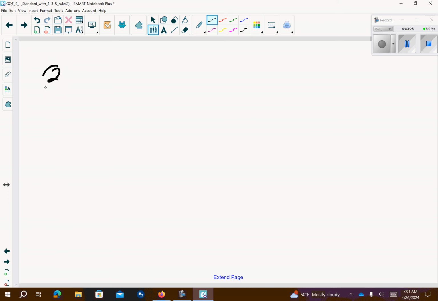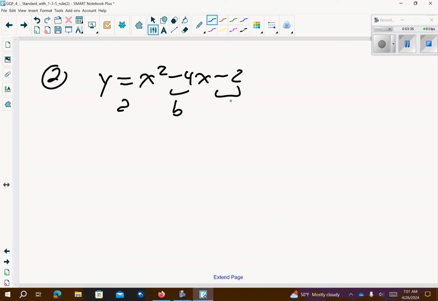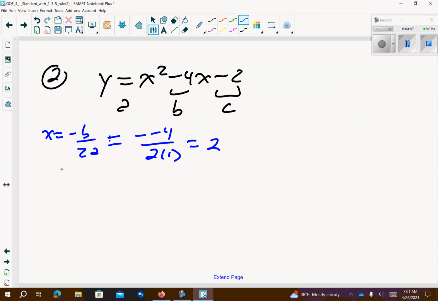Number 2, we have y equals x squared minus 4x minus 2. My a value is 1, my b value is negative 4, my c value is negative 2. We're going to use x equals negative b over 2a. So that's going to give me negative 4 over 2 times 1, which comes out to positive 2. So x equals 2. That's my axis of symmetry.